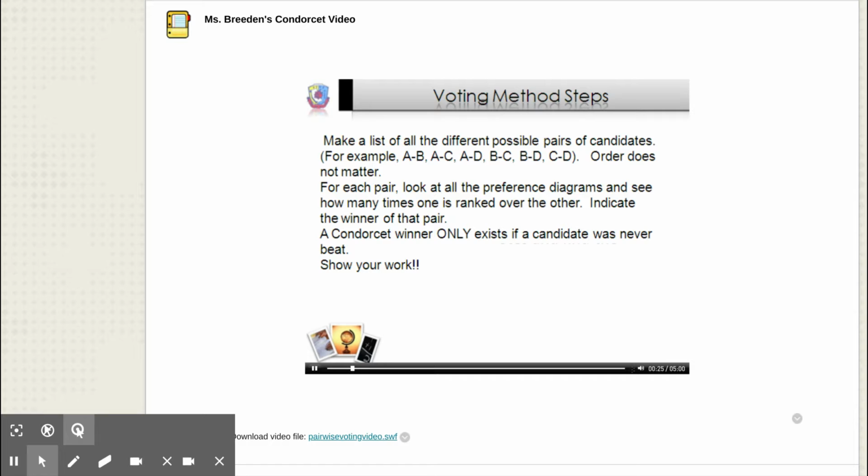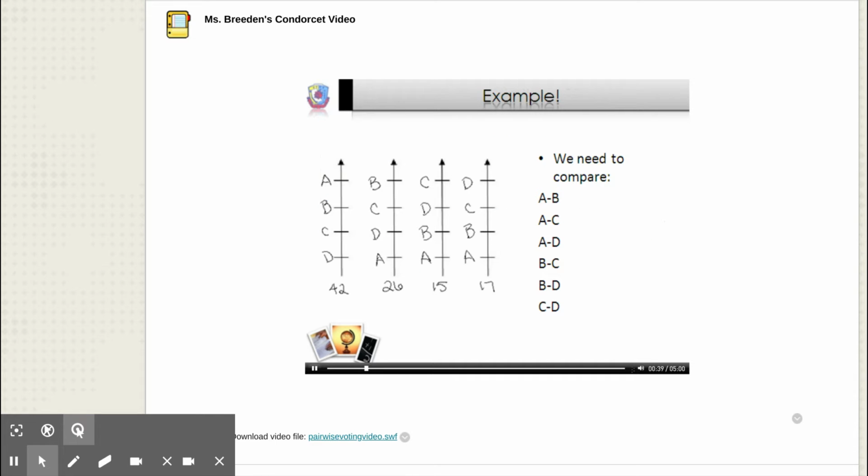To go through the steps, you're going to make a list of all the pairs of candidates. You're going to eliminate all the other candidates except those two and reassign the votes. A Condorcet winner only exists if he beat every person he was paired against. In our example, we have candidates A, B, C, D, and we're going to have 6 pairs that we'll need to find winners for.